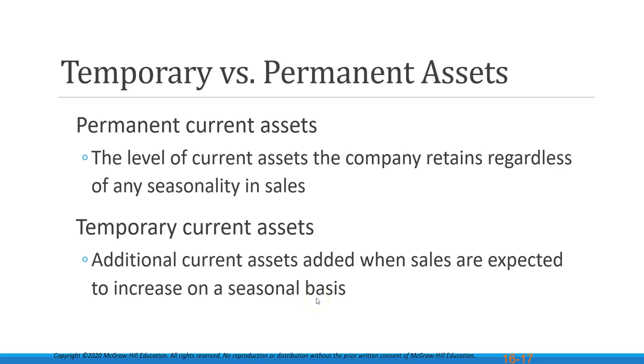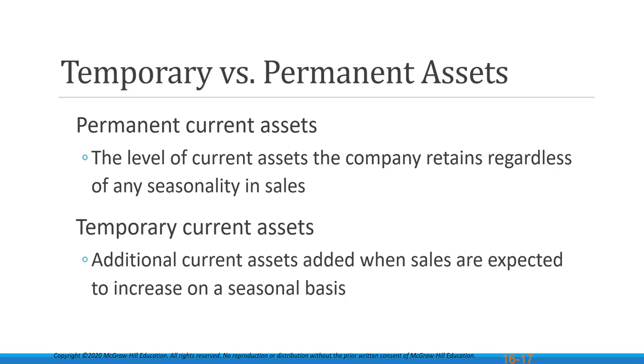And then we have temporary versus permanent current assets. So permanent current assets are the level of current assets or that inventory that we retain regardless of any seasonality in sales. And then the temporary current assets are the current assets that we add when we expect an increase in sales on a seasonal basis.